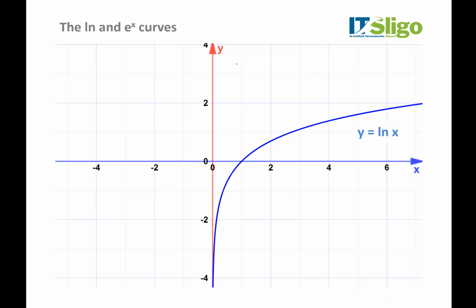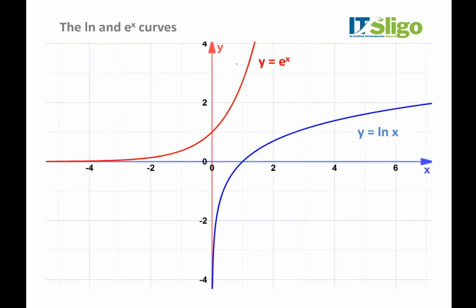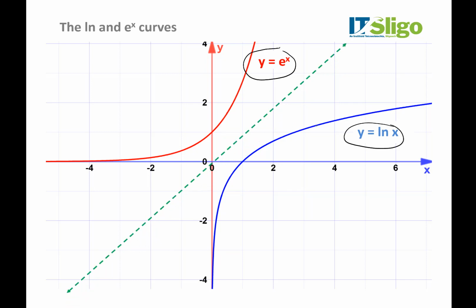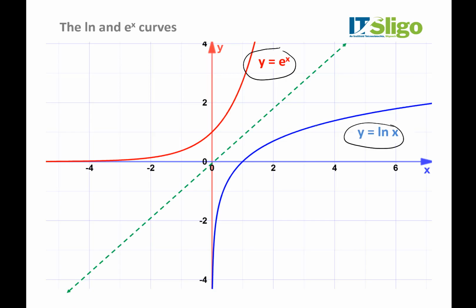Here's the natural log function and its inverse function. If we plot it, these are inverse functions. They cancel each other out, and there's a very simple symmetry between them. We'll be using this later on, but just to have a look at the graph, there is this symmetry between y equals e to the power of x and y equals the natural log of x.